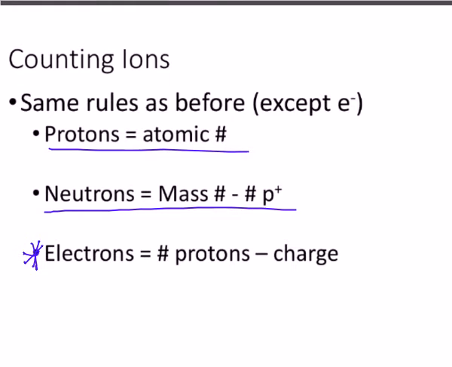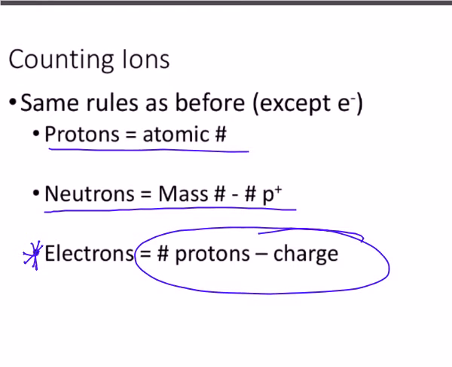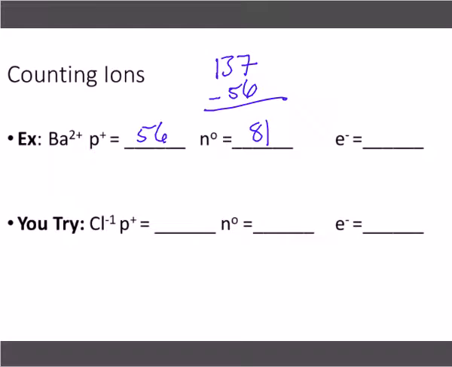So if we take our number of protons and we subtract the charge, we're always going to get the right answer. So we have 56. What's our charge here? Positive 2. So we're going to subtract out a positive 2. What's that going to give us for the number of electrons? 54. Think to yourself, does my answer make sense?